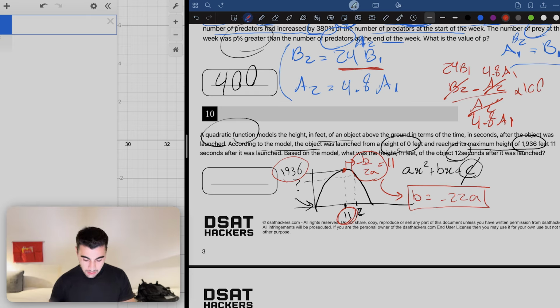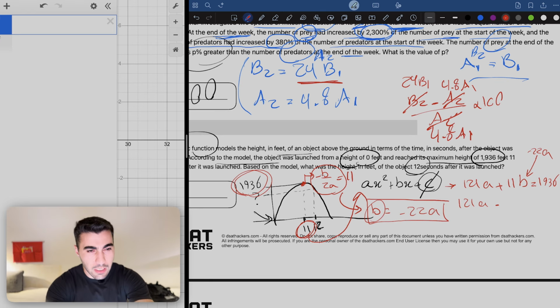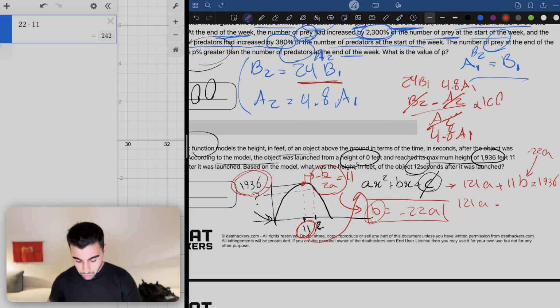The second thing that we can use is the vertex point itself. Plug this 11 into x and set it equal to 1936, because that point is on the function, right? So if I do that, it's going to give us 121a. I just plug 11 into x. 11 squared is 121a, plus 11b is equal to 1936. Now we know that b is negative 22a, so I'm going to plug negative 22a here. Then we're going to solve for a. It's going to give us 121a minus 22 times 11. What is that? 22 times 11 is 242a, equal to 1936.